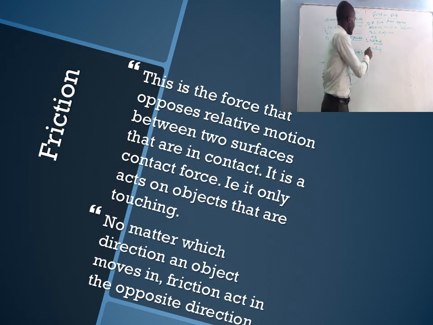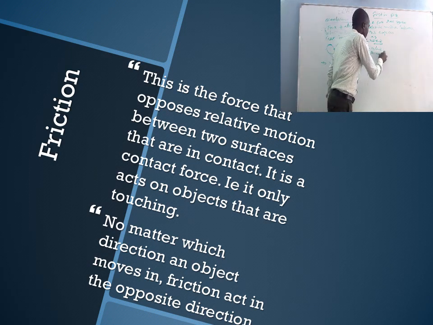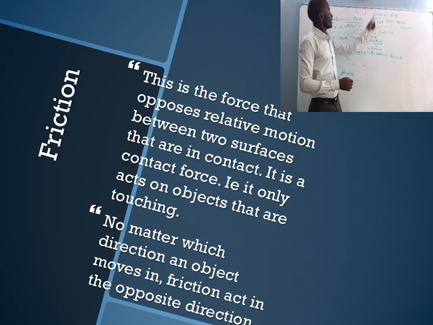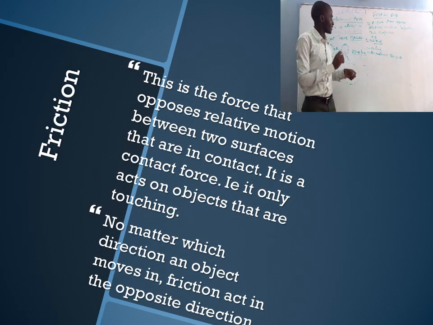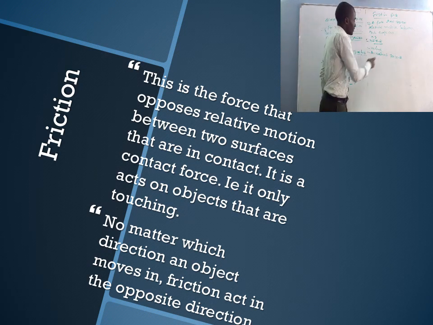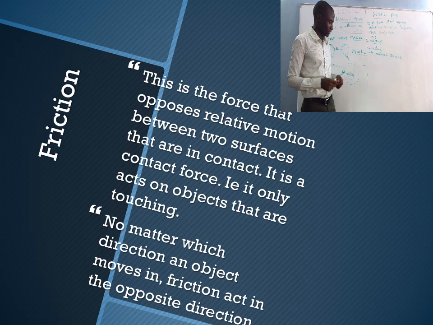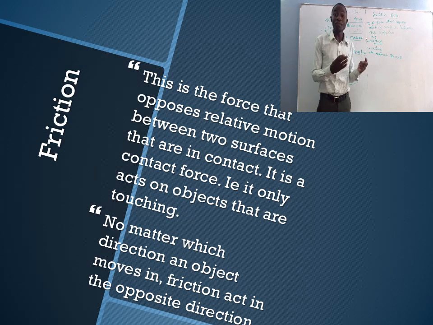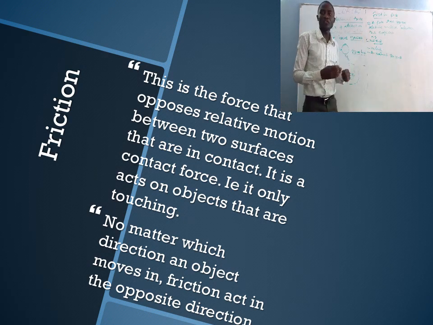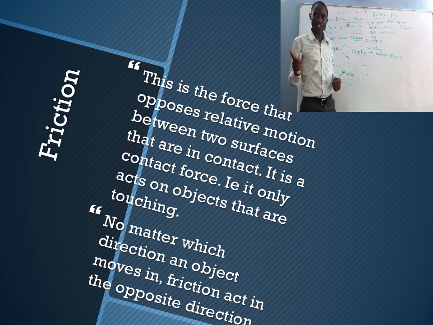And friction force is a contact force. This means that it cannot occur when two or more bodies are not in contact. Therefore, it only affects two surfaces that are in contact with each other. No matter the direction of movement of a body, frictional force will always occur in the opposite direction.